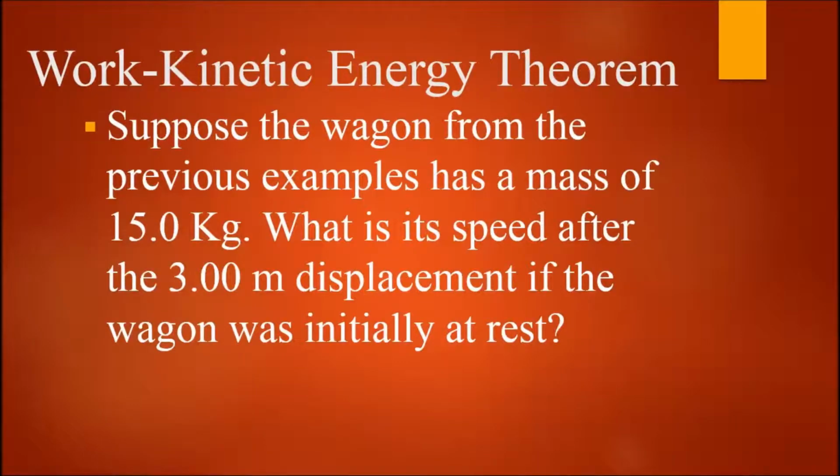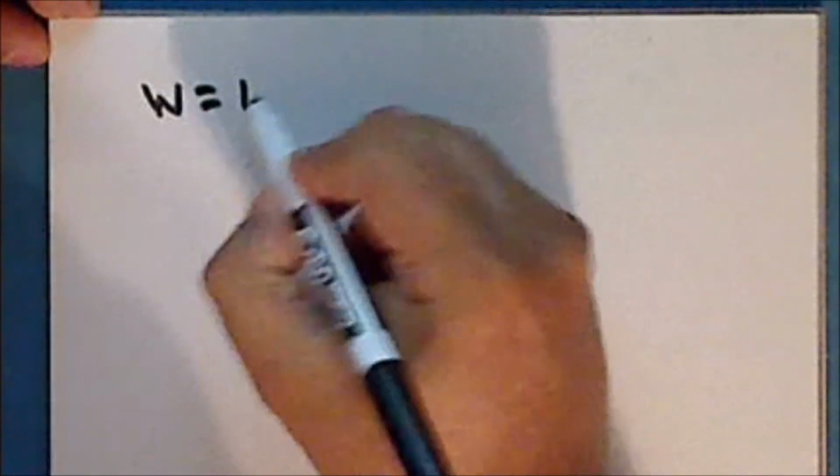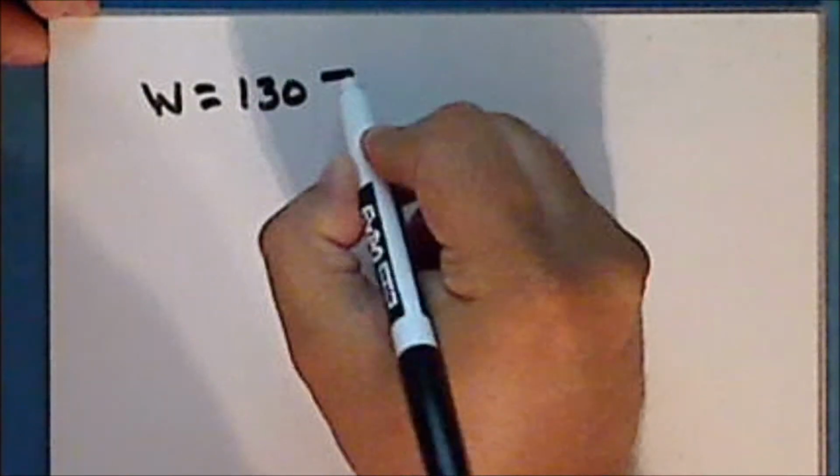Now that we know that the work-kinetic energy theorem is valid for work done by a constant force on a particle or non-rotating rigid object, let's use it to solve a problem. Suppose the wagon from the previous examples has a mass of 15.0 kilograms. What is its speed after the 3.00 meter displacement if the wagon was initially at rest? So recall from the previous examples that the work done on the wagon is 130 joules.